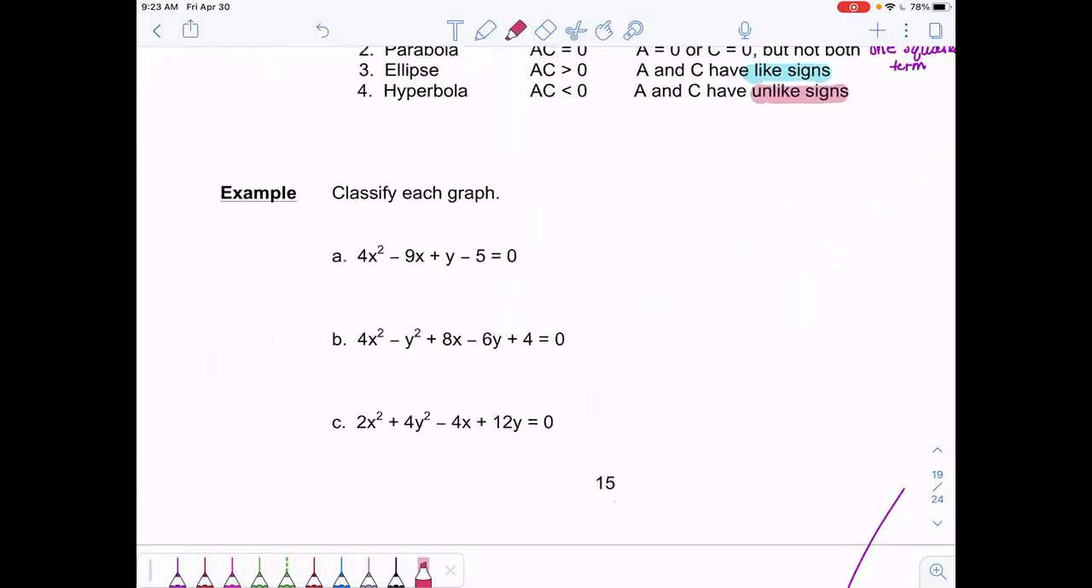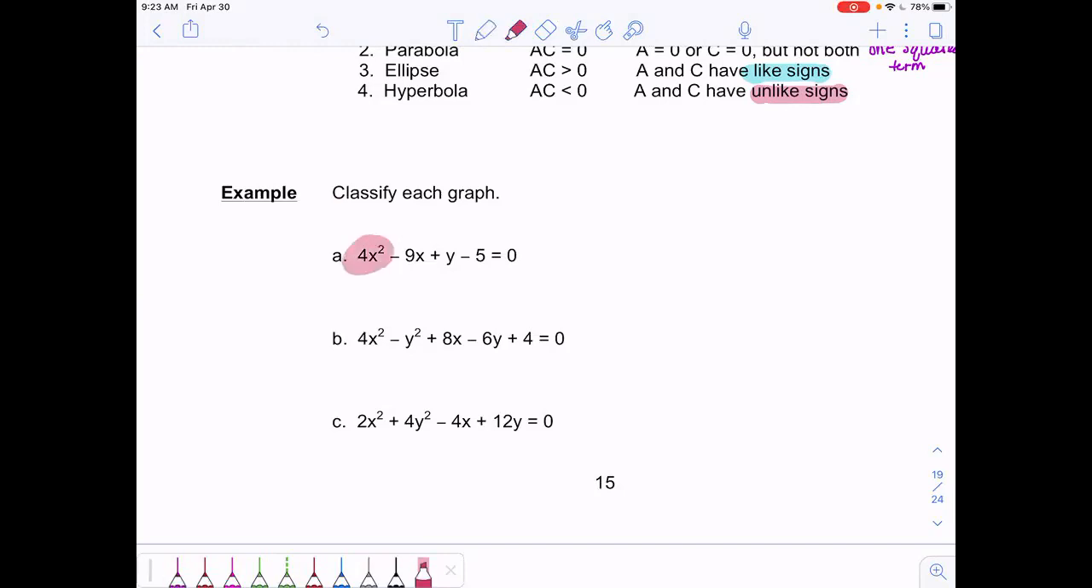So if you look at the three problems underneath, without doing any work, can you determine the graph? Classify the conic. Focusing on the squared terms, what conic are you given in general form? So the first one, 4x squared minus 9x plus y minus 5 equals 0. Parker, what is going on with that first one? What conic do we have?